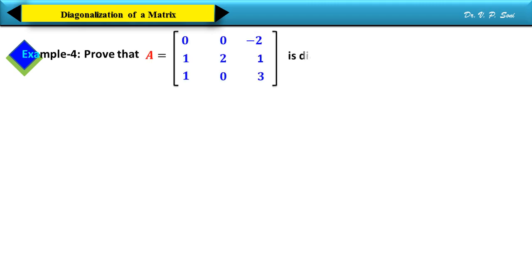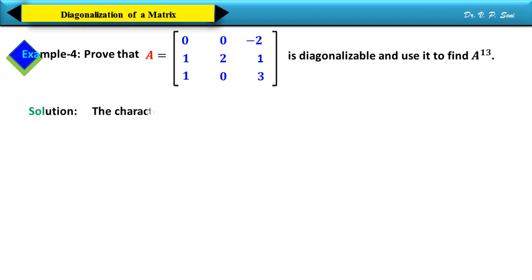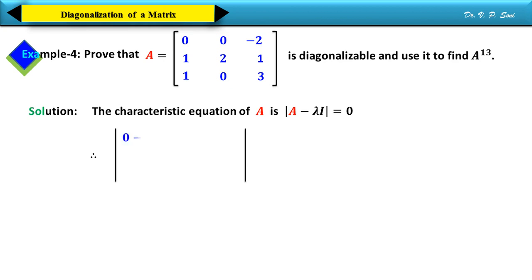Example number 4. Prove that matrix A is diagonalizable and use it to find A raised to 13. Solution. The characteristic equation of the matrix A is determinant of A minus lambda equal to 0. Therefore, determinant whose first row 0 minus lambda, 0, minus 2; second row 1, 2 minus lambda, 1; third row 0, 0, 3 minus lambda equal to 0.